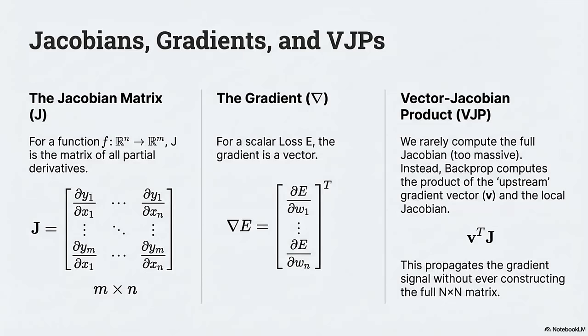A Jacobian is a big matrix containing all the partial derivatives for a function. For a neural network layer, this would be enormous, just impossibly large to store. But here's the crucial insight. We never actually have to build it.